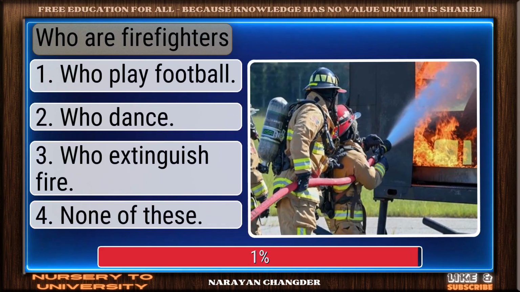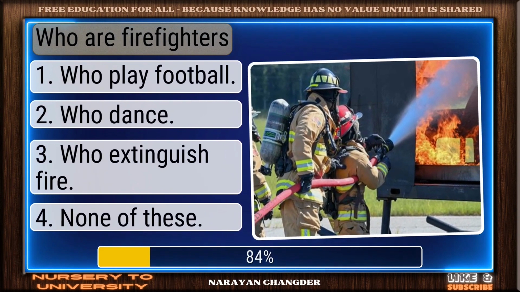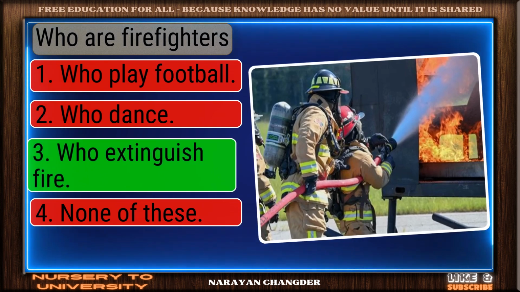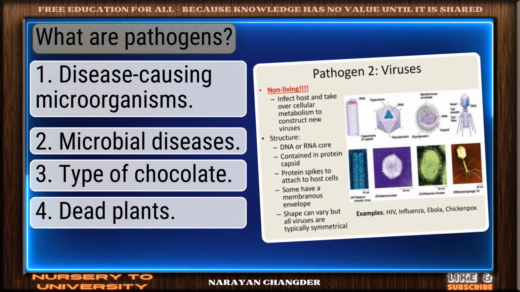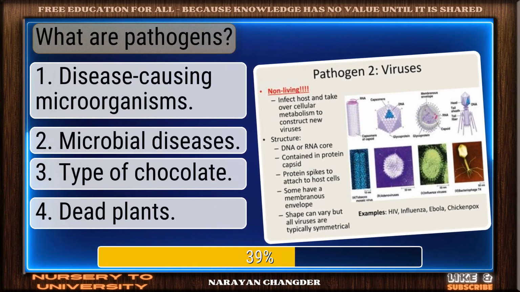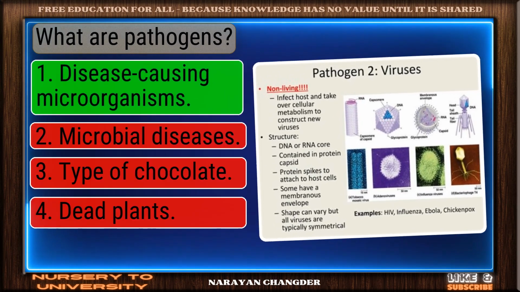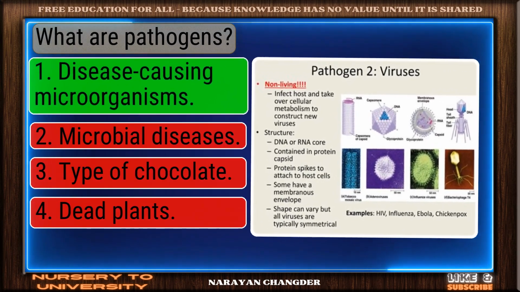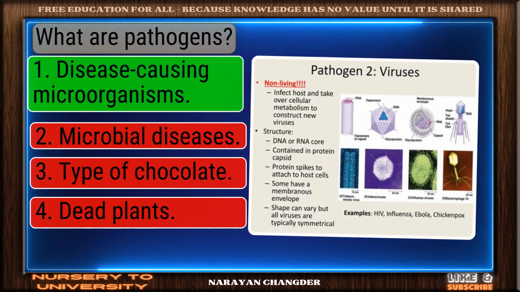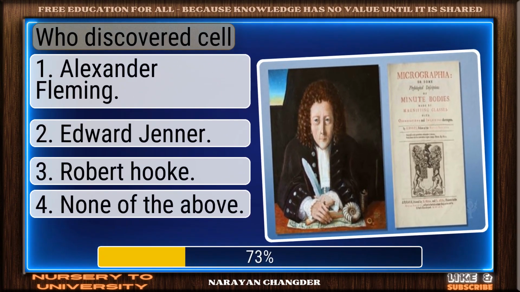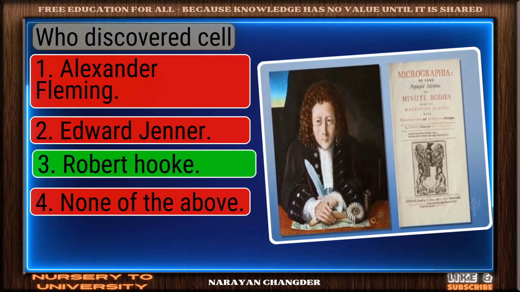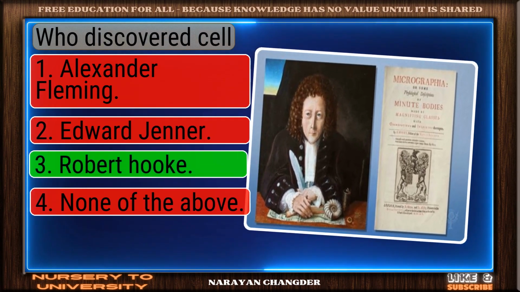Who are firefighters? Excellent choice. Who extinguish fire is the right answer. What are pathogens? Perfect. Disease-causing microorganisms is the correct choice. Who discovered cell? Great job. Robert Hooke is the accurate answer.